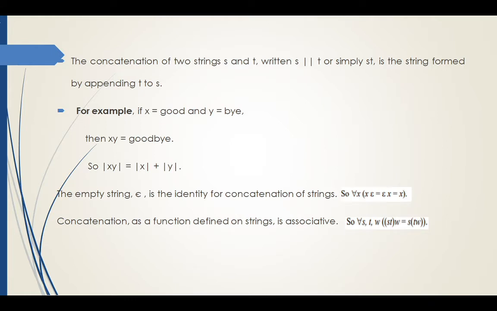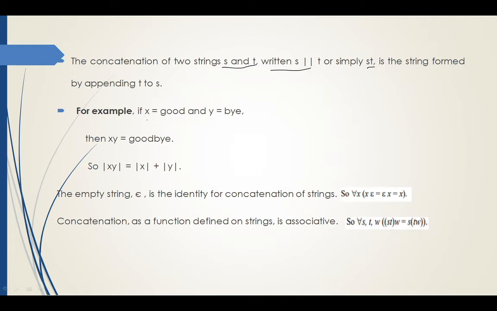The next function that you are going to study related to a string is concatenation. The concatenation of two strings s and t is written as s ∘ t, or simply st. It indicates the concatenation of string s to string t. So st is the string formed by appending t to s. So s is one string, t is another string. If you append the t string to the s string, you get the concatenation of these two strings.